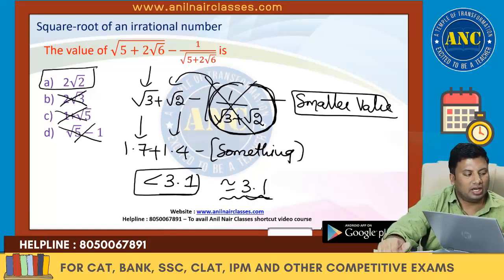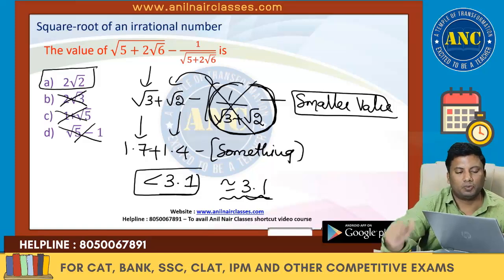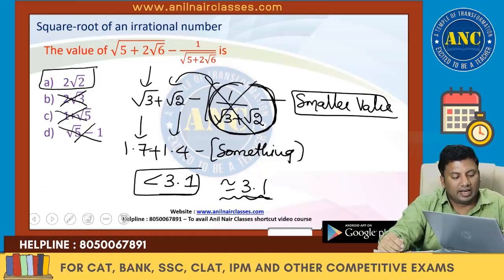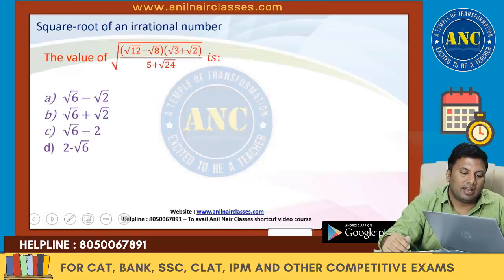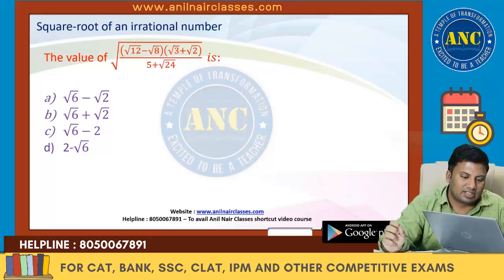So option A is 2 into 1.4. 2.8 is less than 3.1. I hope the idea is clear. When we are doing higher values, you will understand its importance.